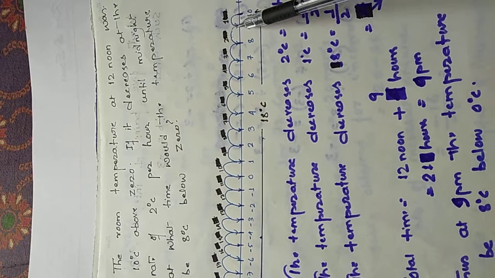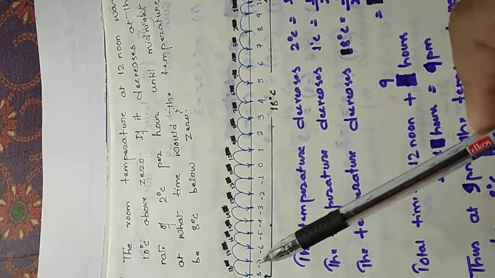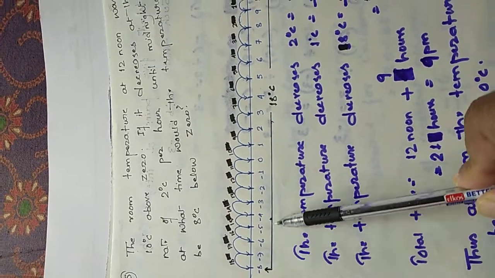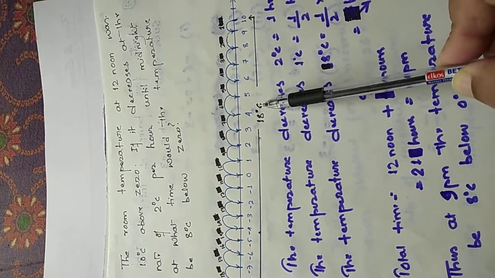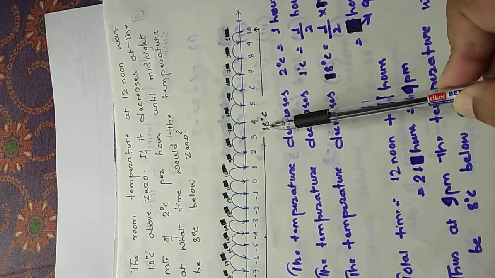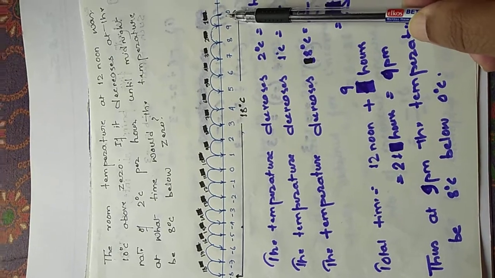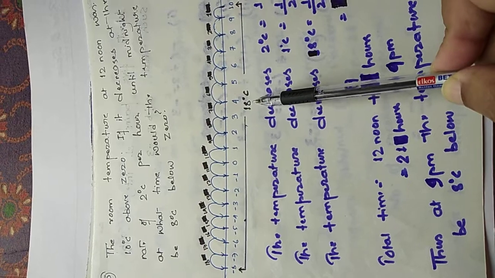So the first thing we have to understand is what the temperature drop is. How many degrees Celsius does the temperature have to drop? If we see carefully, going from 10 to minus 8 degrees Celsius, the total temperature drop will be 18 degrees Celsius. So now we have to find out the total time for the temperature to decrease by 18 degrees Celsius. Okay, this is the summary of the question: from 10 to minus 8 degrees Celsius, the total drop of temperature is 18 degrees Celsius.